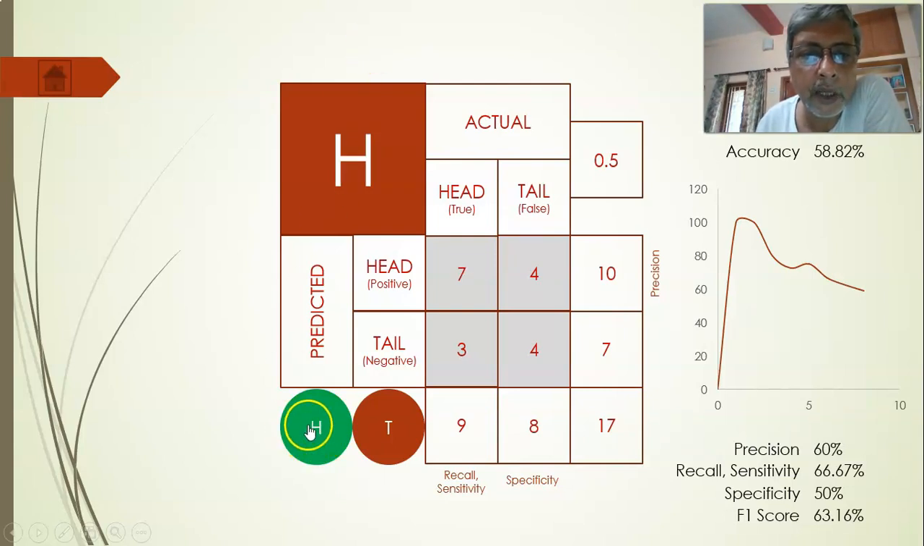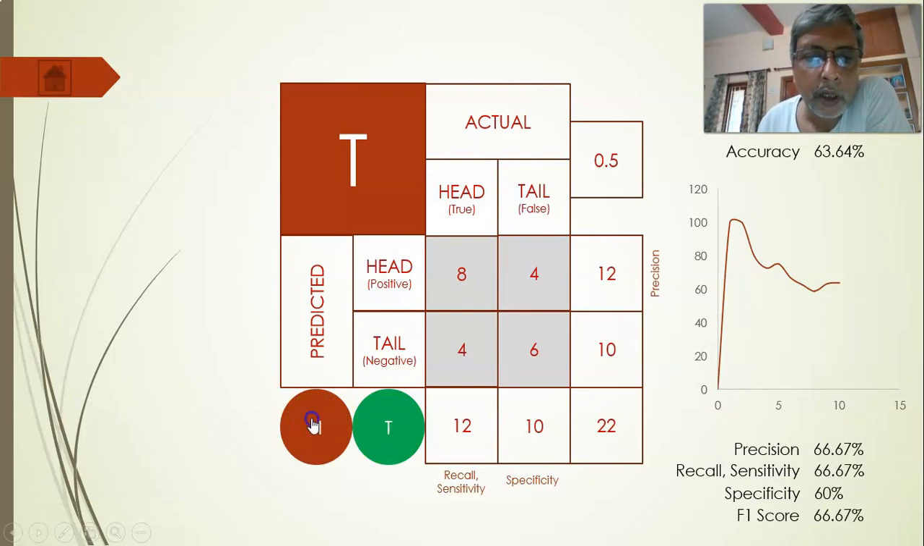Head head. I predicted head. Actually, it's head. I'm doing it quite randomly because I don't know whether the coin is biased or unbiased. So I'm more or less predicting 50% head, 50% tail.